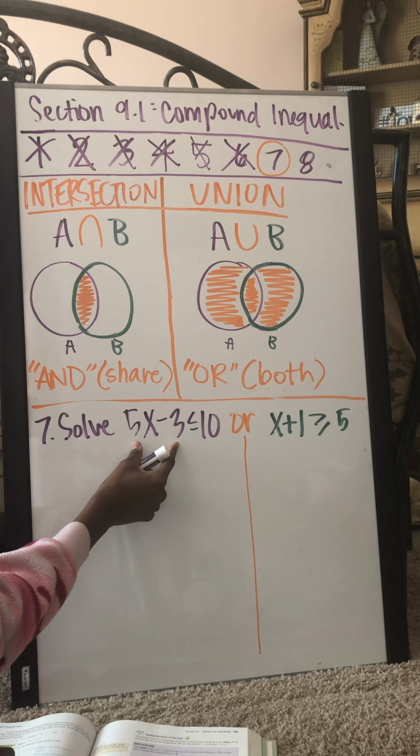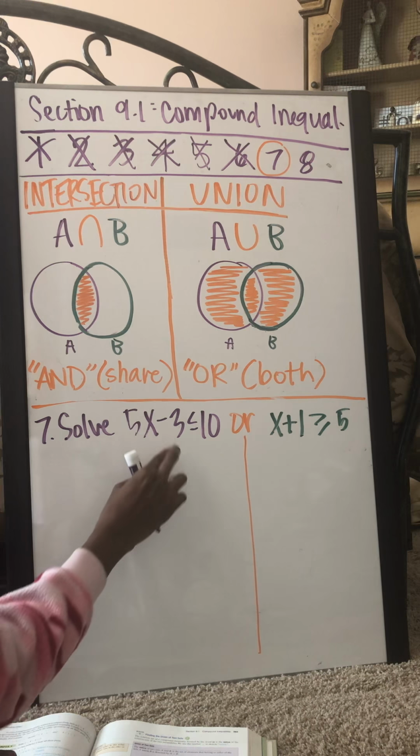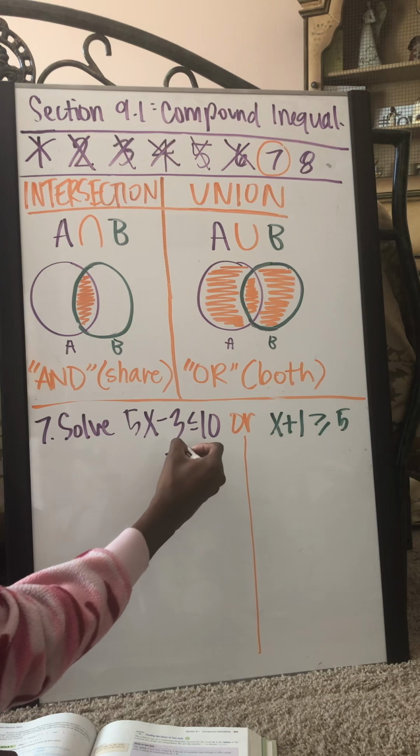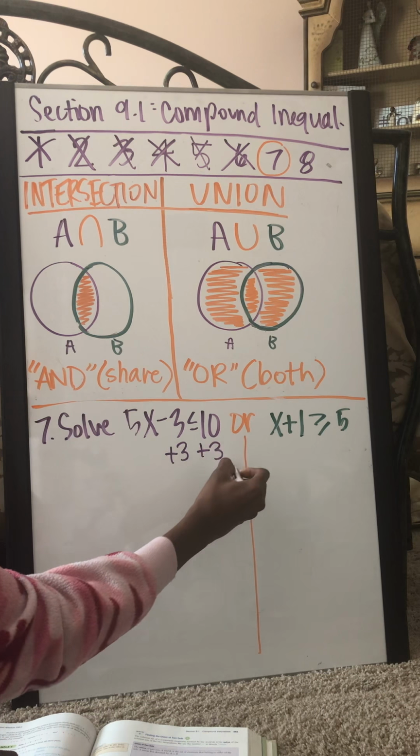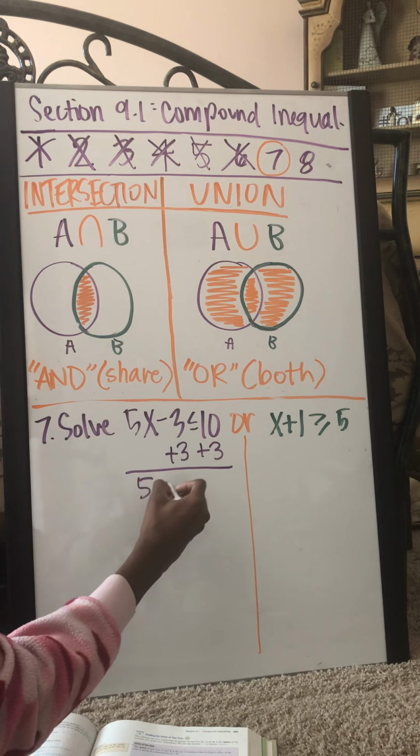Our goal is to get the x by itself. Pluses and minuses separate your parts, so we need to move this 3 first. The opposite of minus is plus, so we have 5x is less than or equal to 13. The 5 is connected to the x by multiplication, so the opposite is division. We are not dividing by a negative, so we do not have to change the sign. So this is what we're going to stick with for our first inequality, or our first set, okay?